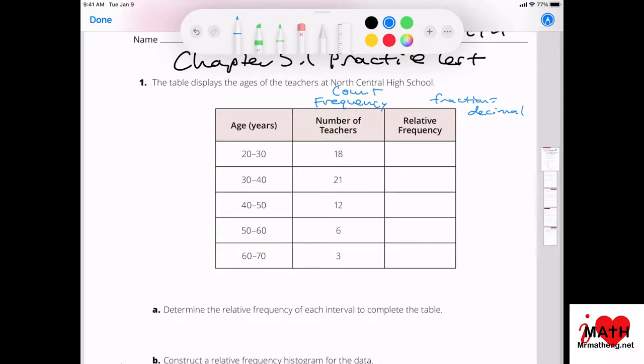All right, so for this problem, the first thing I'm going to do is just get the total. And to get the total, all I need to do is add them all up. Let's go ahead and do that. So take your calculator, add them all up. And I get 60 as a total here. So basically what we're going to do here is just change each of these: 18 over 60, 21 over 60, 12 over 60, 6 over 60, and 3 over 60.